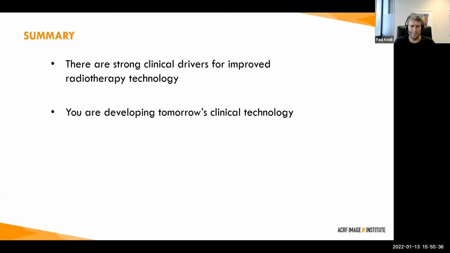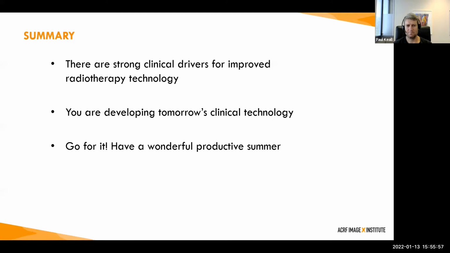You are involved with developing tomorrow's clinical technology, and it's something that is incredibly rewarding and satisfying. I really hope that you get a small but hopefully lifelong interest in the taste for that. Hopefully things can work out, and we'll try and manage these very different situations in 2022, and that you have a successful summer project. With that, I will jump off.